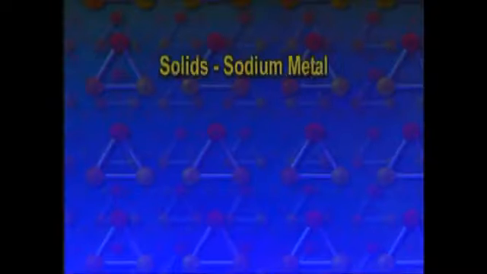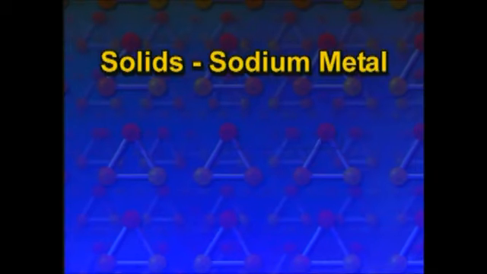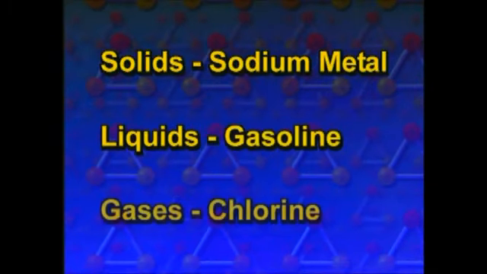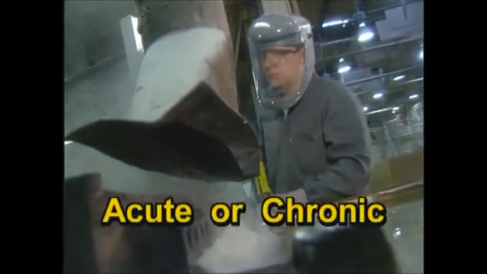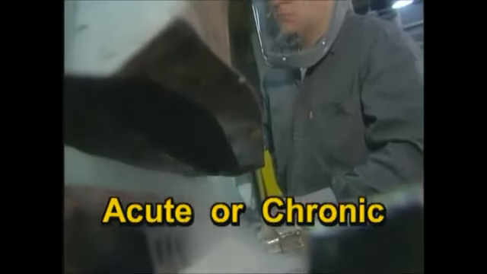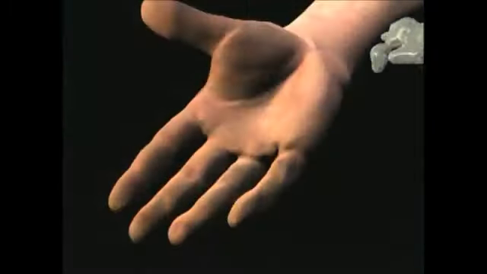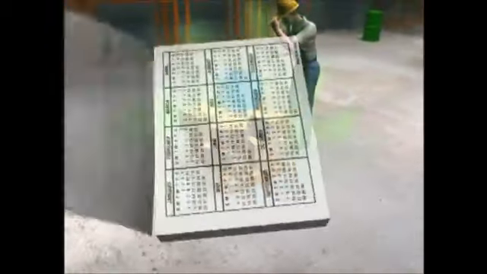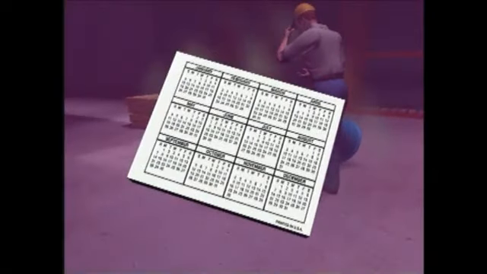Hazardous chemicals can be solids, such as sodium metal, liquids like gasoline, or gases like chlorine. The effect a chemical has on your body can be either acute or chronic, depending on the type, frequency, and length of your exposure. Acute effects usually occur rapidly as the result of short-term exposure and typically do not last a long time. Chronic effects develop over time, sometimes showing up many years after the exposure. They are usually the result of repeated or long-term exposure.